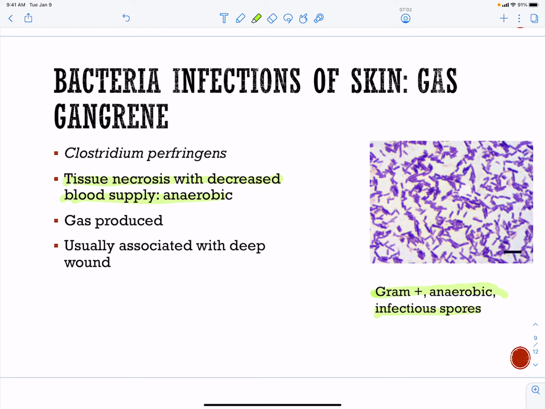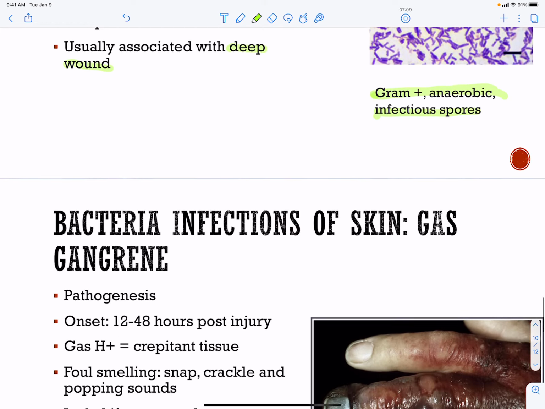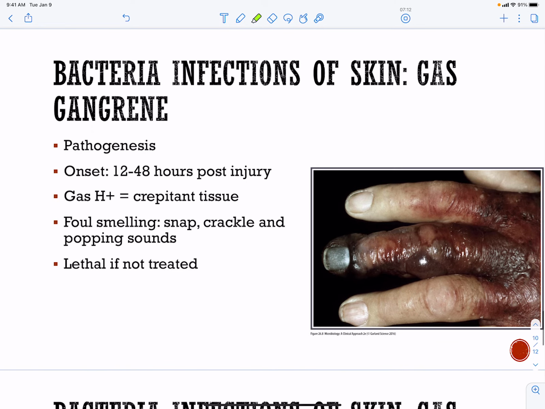It's going to be associated with gas, and typically you have to have a relatively deep wound, not just a scratch on the surface, to get Clostridium. Again, it's because it cannot grow in an oxygen environment. Now, gas gangrene onset is about 12 to 48 hours after your exposure and injury.